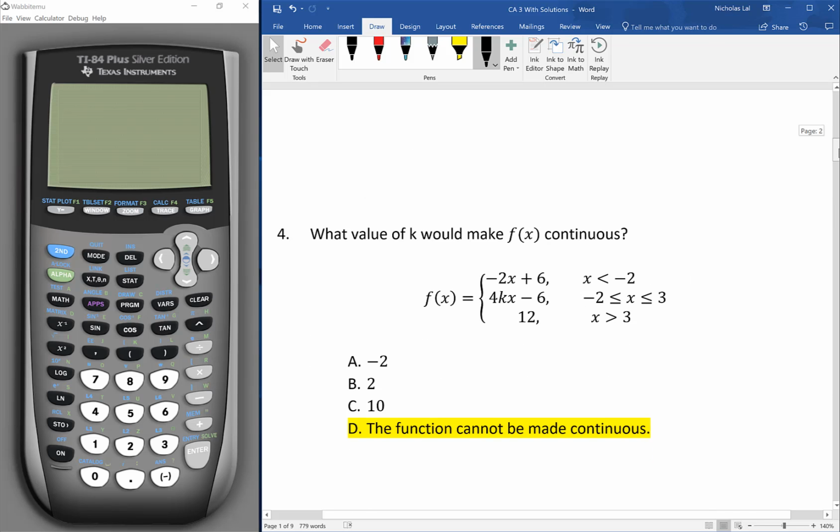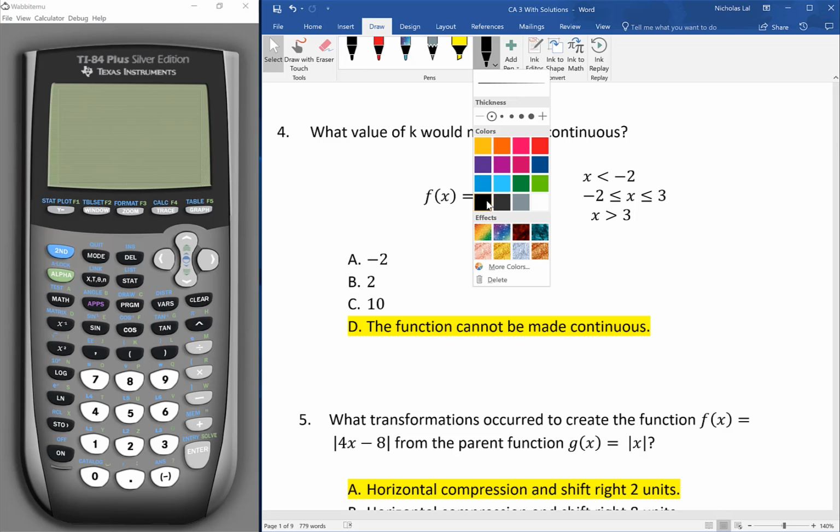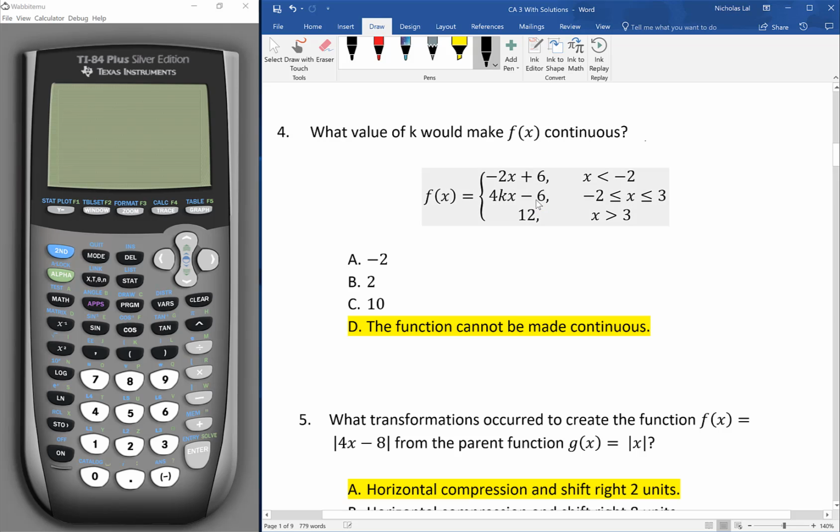All right, let's move on to problem 4. What value of k would make the function continuous? f of x is equal to negative 2x plus 6 when x is less than negative 2, 4kx minus 6 when x is greater than or equal to negative 2 but less than or equal to 3, and then 12 when x is greater than 3.